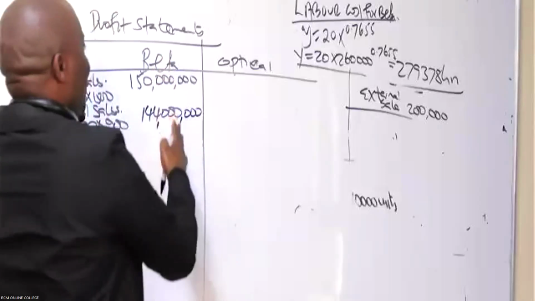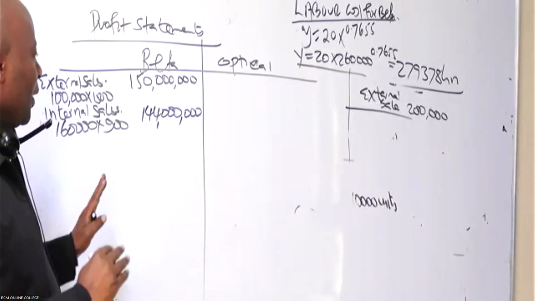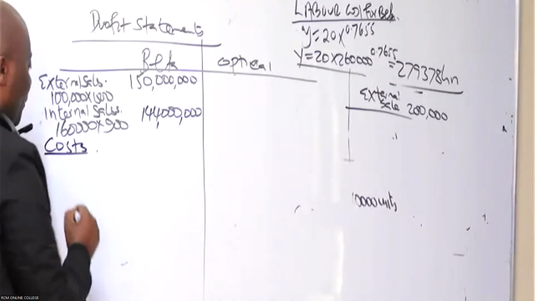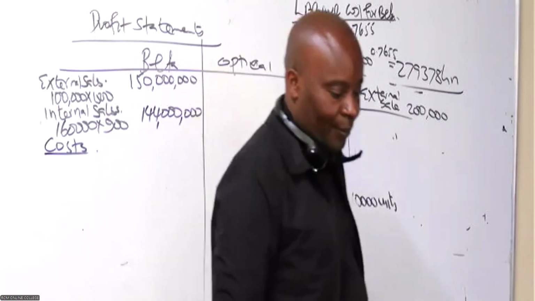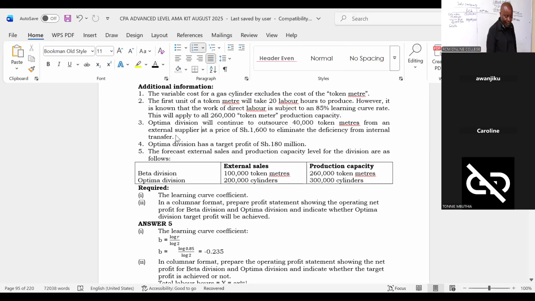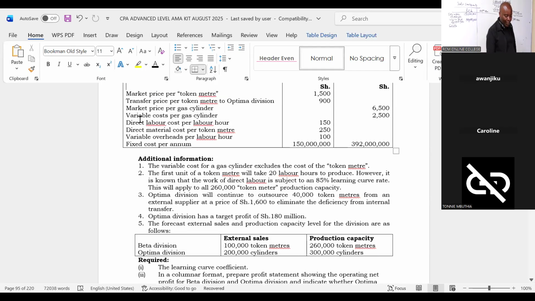And then when you're working for Beta, please finish Beta totally. Don't do it side by side. Do everything for Beta until you finish. So we go to costs. Try to follow the format they have given you. The first one up there is variable cost per cylinder. Is that variable cost applicable to Beta? Really, no, because now we are working for Beta.